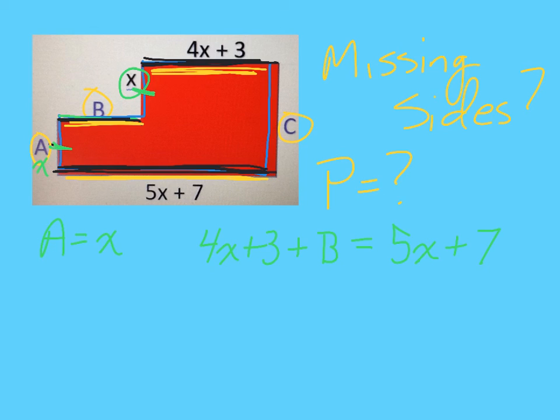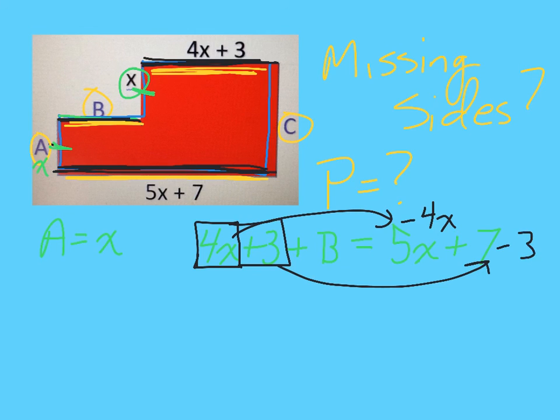So this becomes algebra. Do the opposite to both sides. I have this 4x. I'm going to move that over here, and it becomes negative 4x. I have plus 3. I'm going to move that over here, and it becomes minus 3. So now we're going to get b. That's the only thing left. We have 5x minus 4x. That's x. We have 7 minus 3. That is plus 4. So now we know A and B.